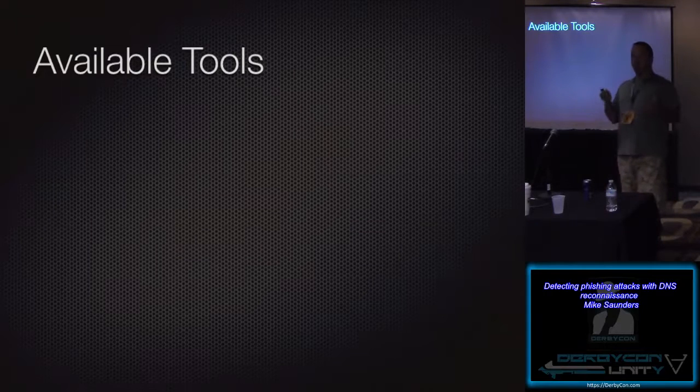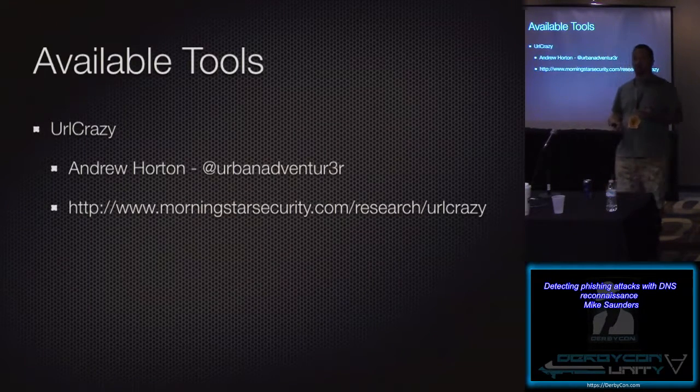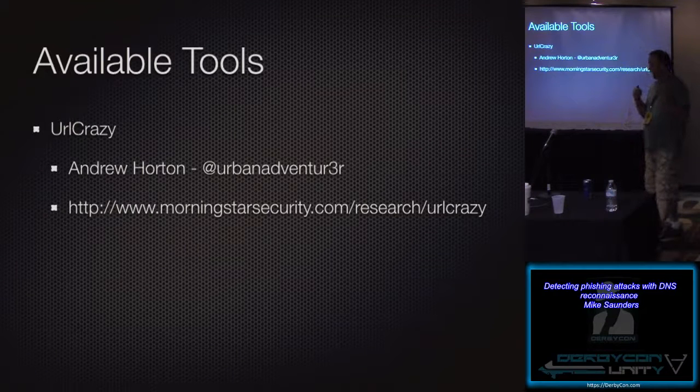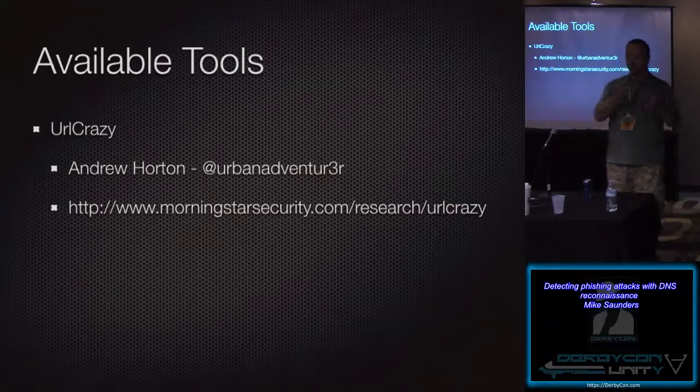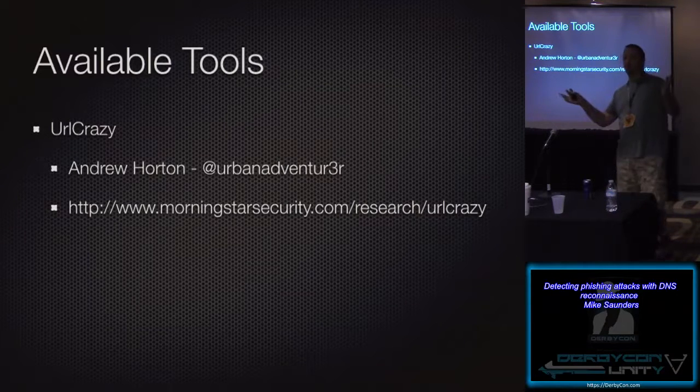And as a defender, what can you do about it? Like, what tools are available to you? Well, there's URL Crazy. It was a tool written by Andrew Horton. It's a Ruby tool that's included with Kali and Backtrack. And the way it works is you give it a domain name, and it generates possible typo-squatting variations for that domain, and you have some output.